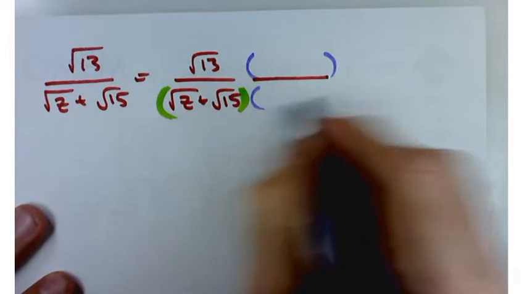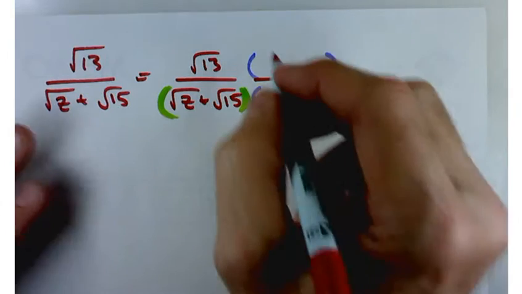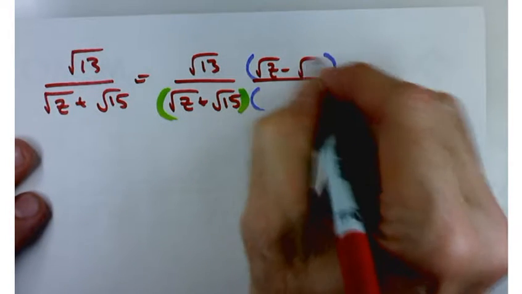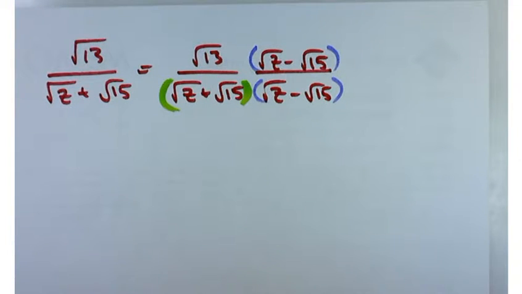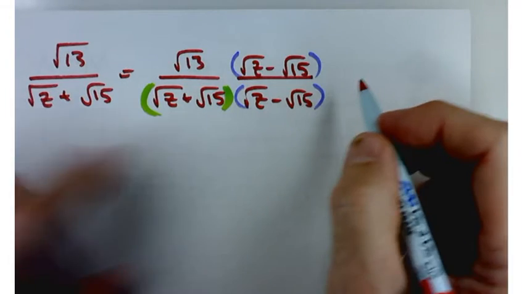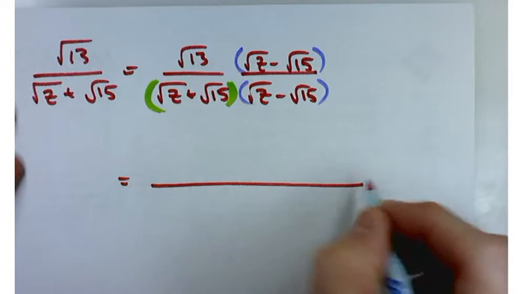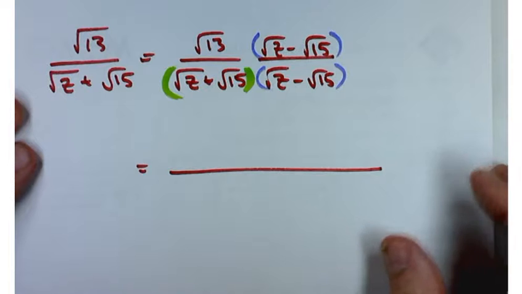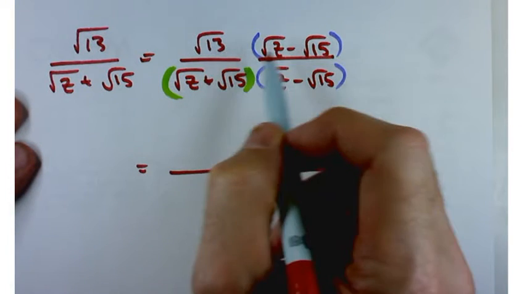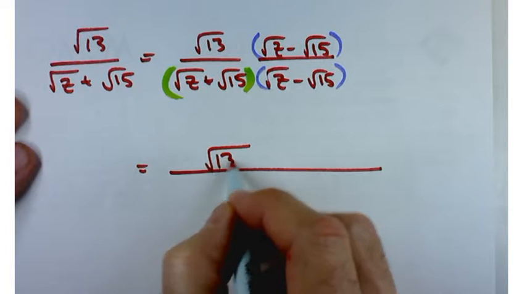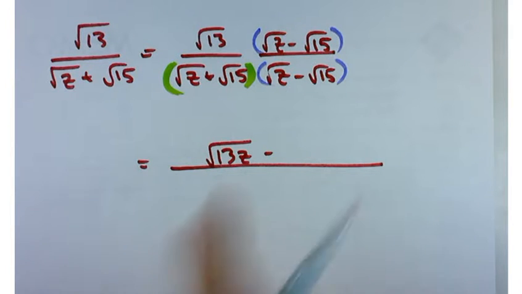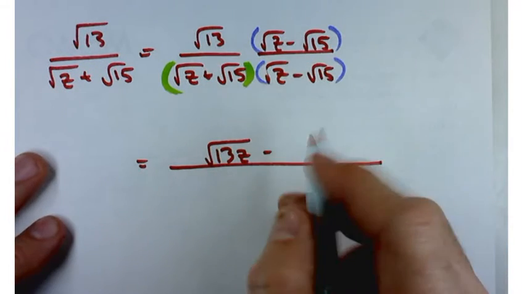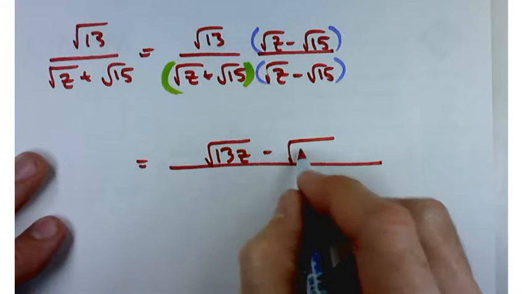So let's do this. I'm going to put parentheses in both the numerator and denominator. Square root of z minus the square root of 15, square root of z minus the square root of 15. So more practice with multiplying out these binomials. That's probably a good thing. Where do you want to start, the numerator or denominator? Numerator? Okay. So square root of 13 times square root of z, well, nothing much there. Square root of 13z. And 13 times 15, that's what, 195? Square root of 195.